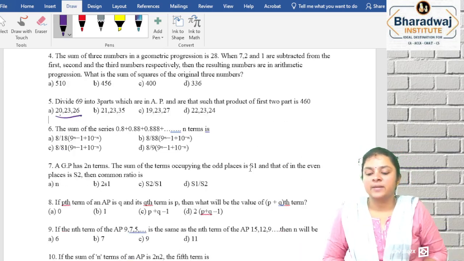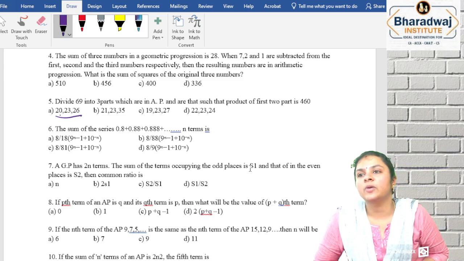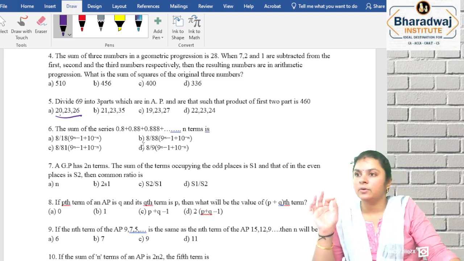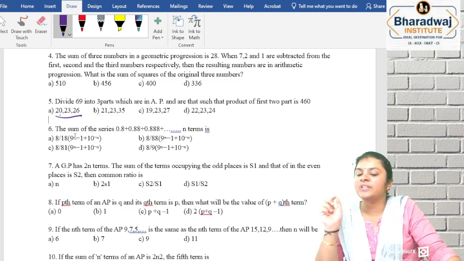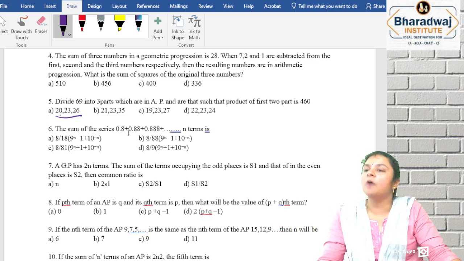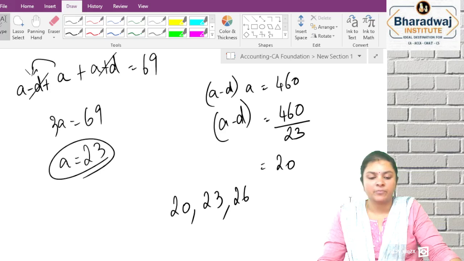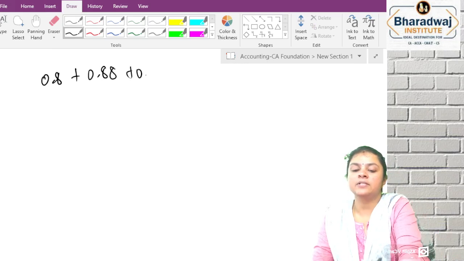Next, sixth one. Sum of the series 0.8 plus 0.88 plus 0.888 so on till n terms is. Now, what is this series looking like? Whenever you are not able to figure out, the big hint is that the answers are MCQ. If there is a power in the options, then it is a geometric progression series. So, how to see whether it is a geometric progression? 0.8 plus 0.88 plus 0.888.